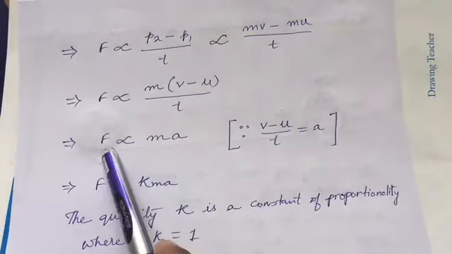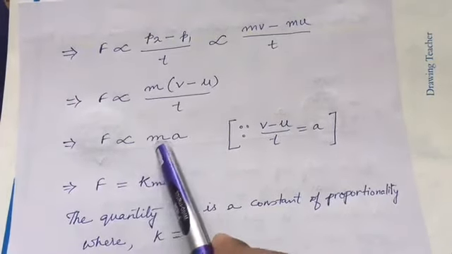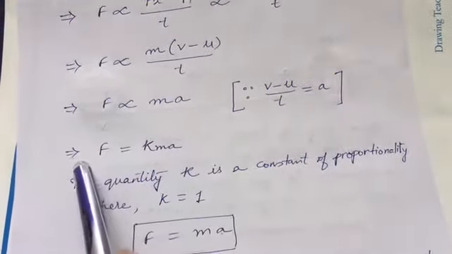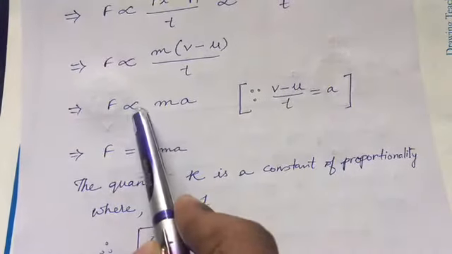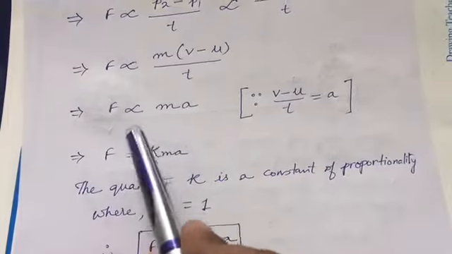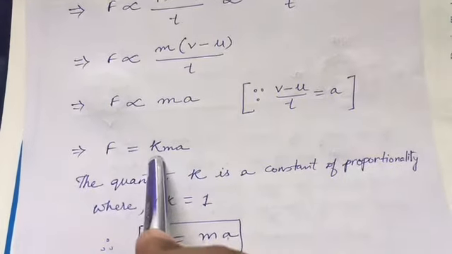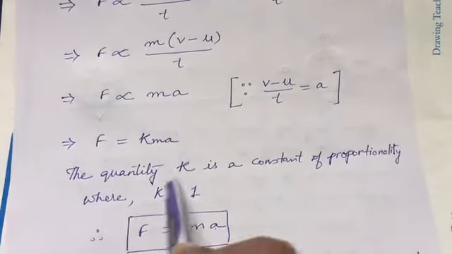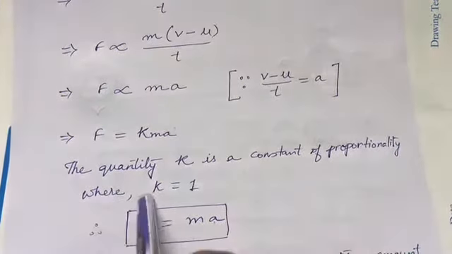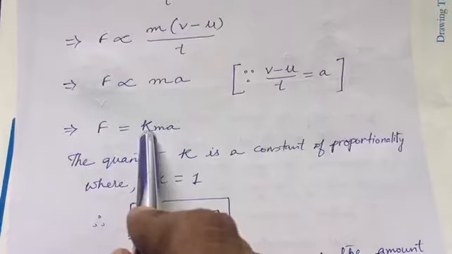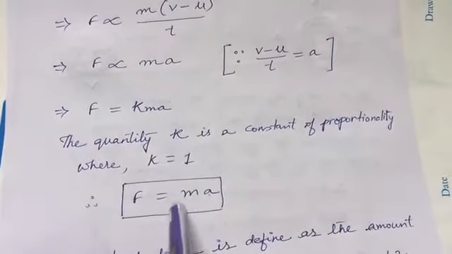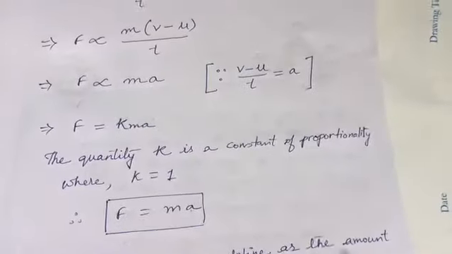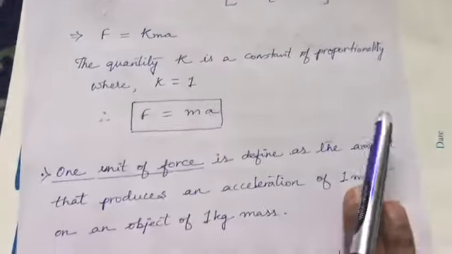So force is directly proportional to mass into acceleration. If we remove the proportionality symbol, we write k as a constant, whose value is always 1. So if k is 1, it becomes F equal to ma. This is called Newton's second law of motion.